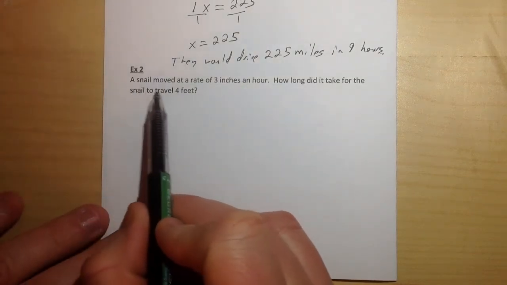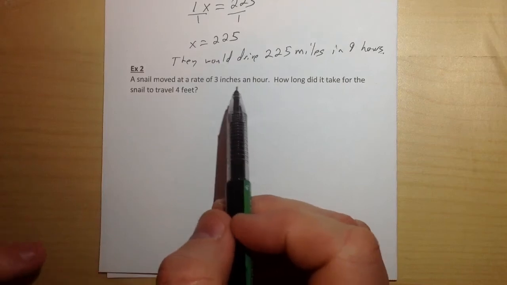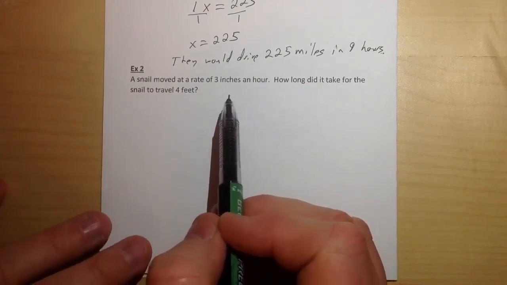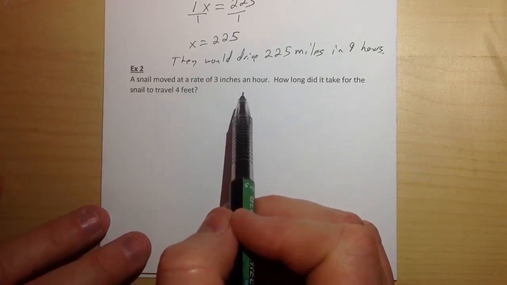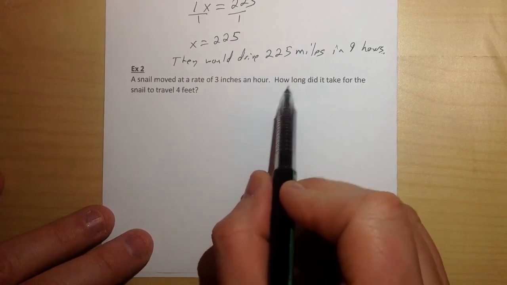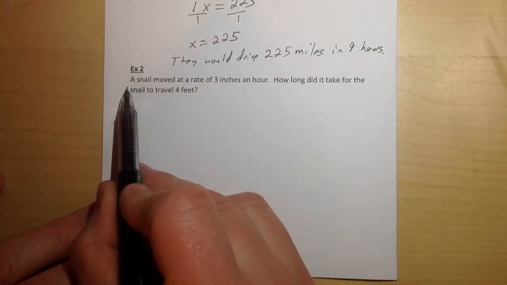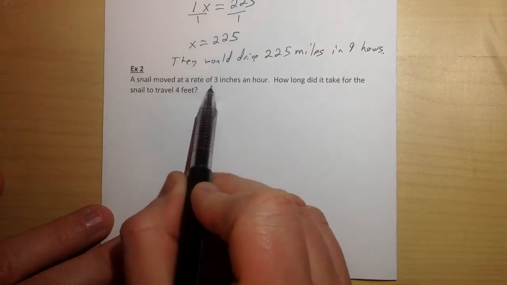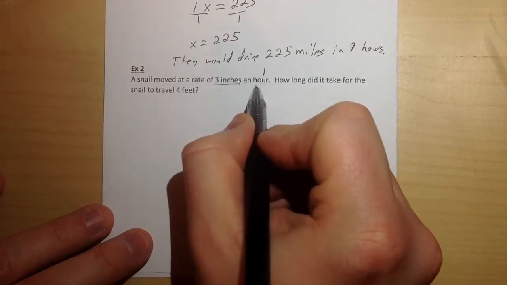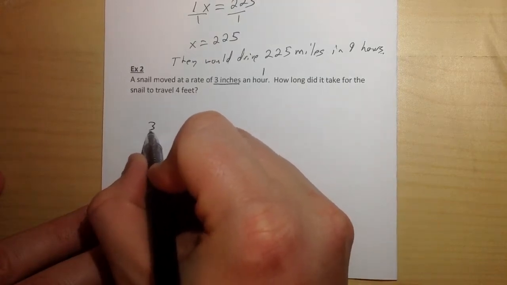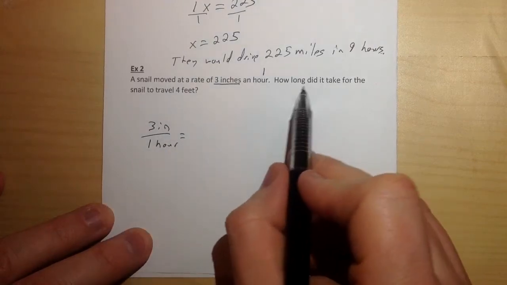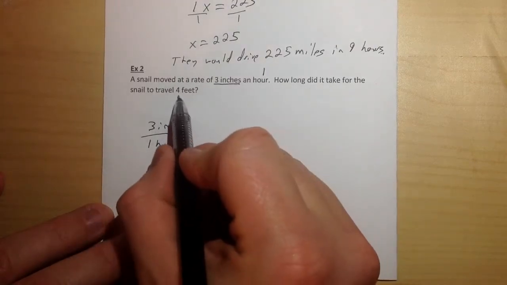So again, a snail moved at a rate of 3 inches an hour. I made this up. I promise I didn't go out and study the speed of a snail, even though that sounds extremely interesting. There's no way I'm ever going to do that. But it's this idea of looking at this. So I said, hey, a snail moved at a rate of 3 inches an hour. That's speed again. We're looking at 3 inches in 1 hour. There's our ratio. 3 inches in 1 hour. And so it says, how long did it take for the snail to move 4 feet?